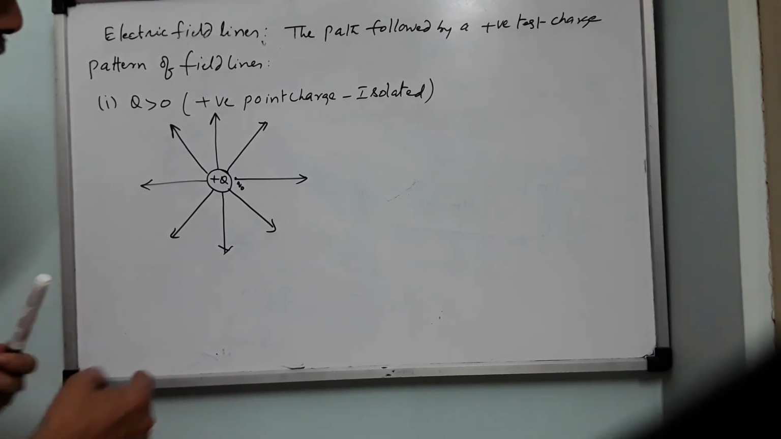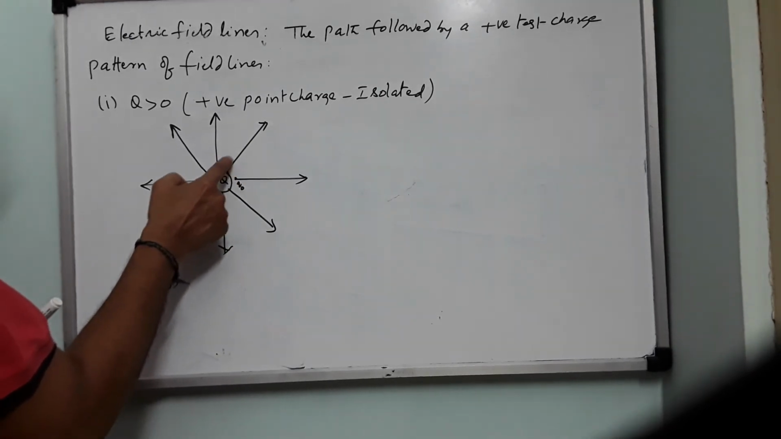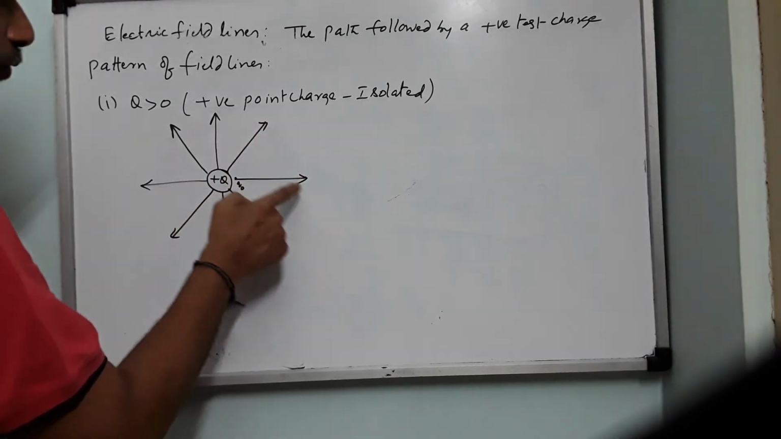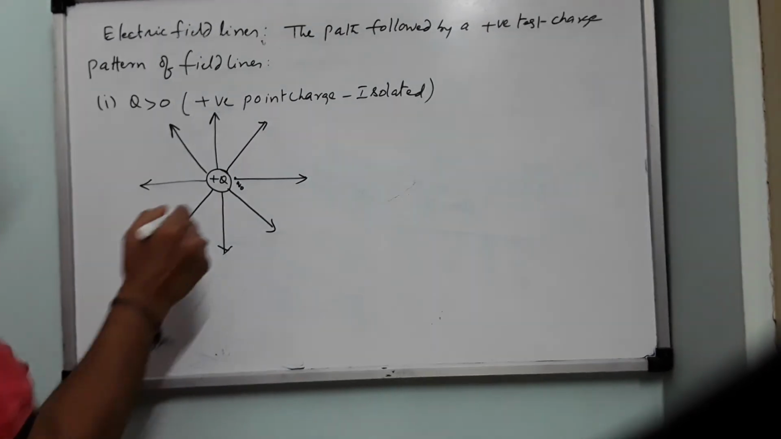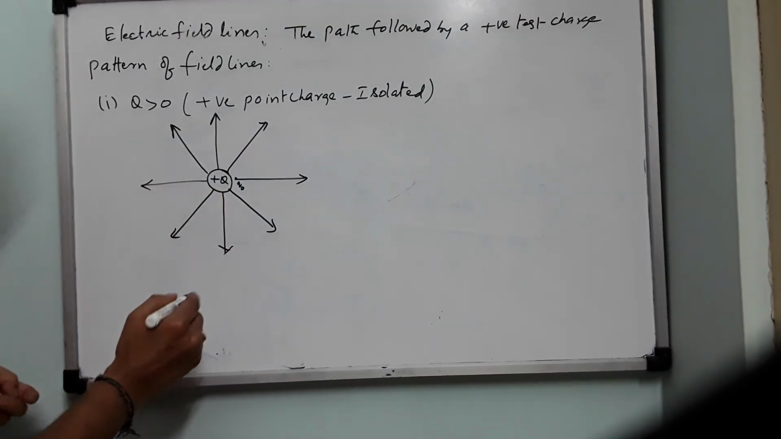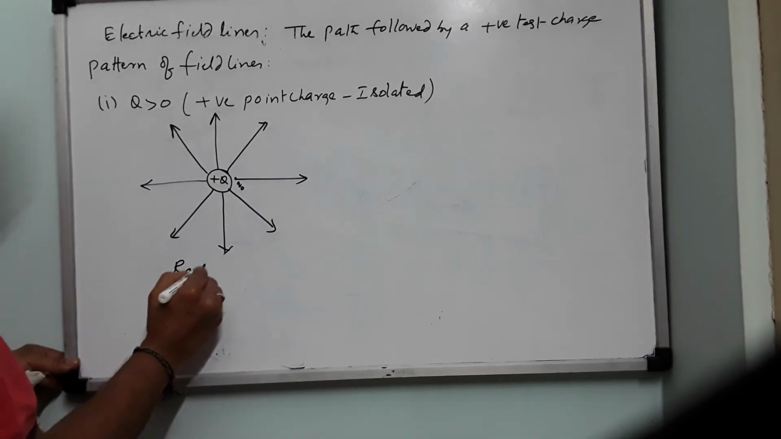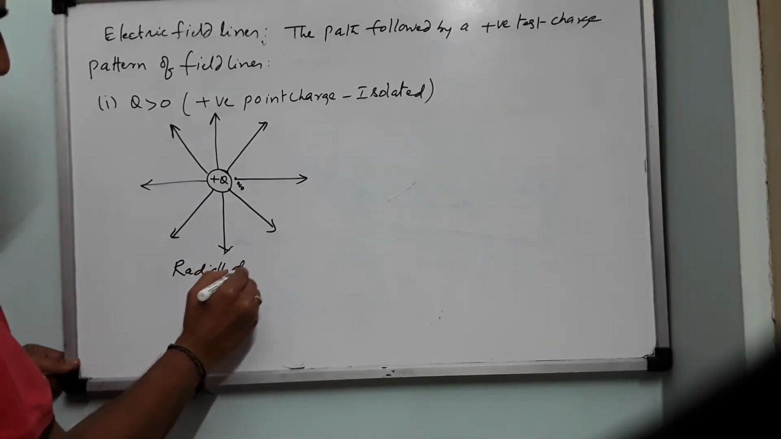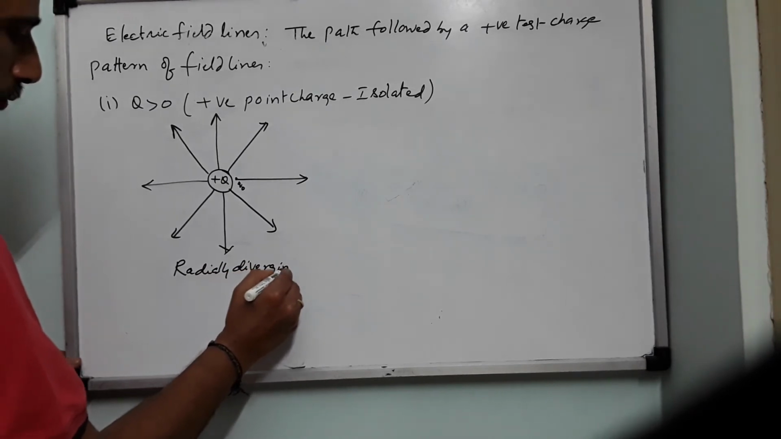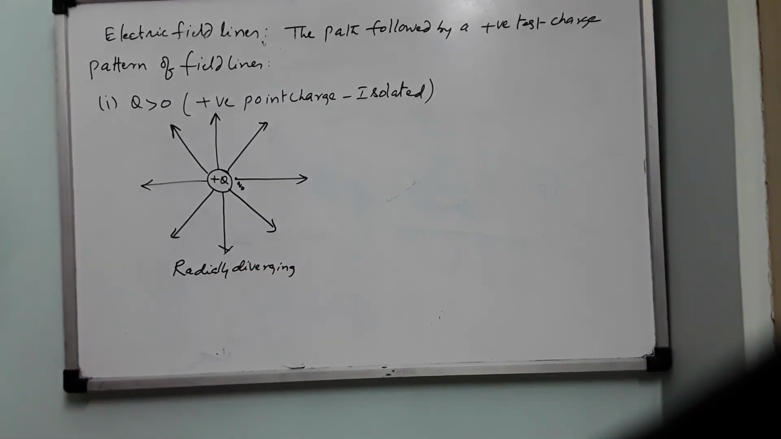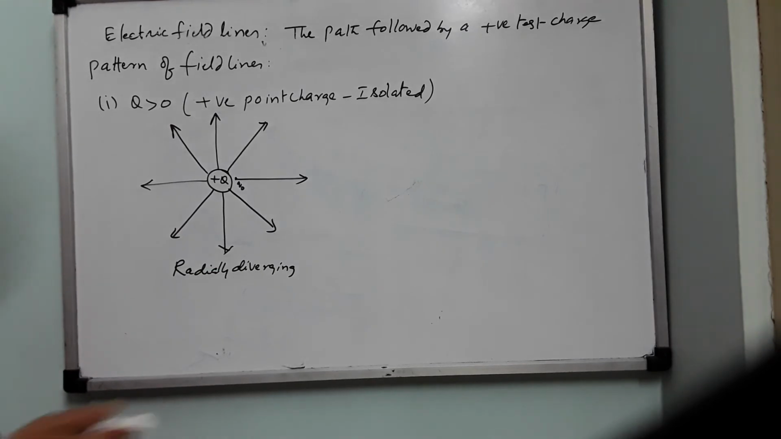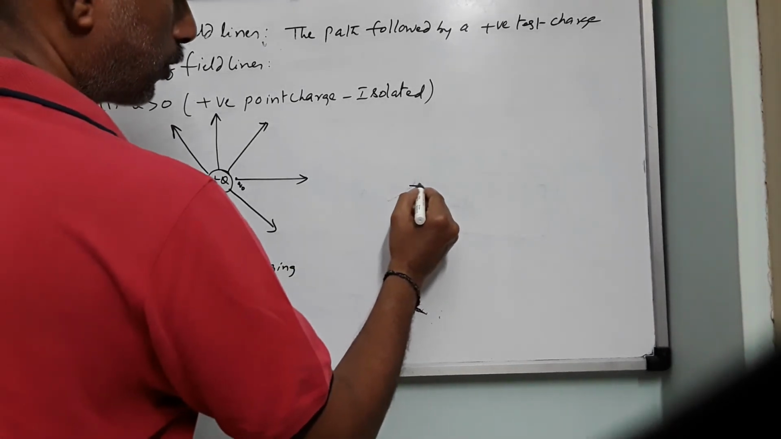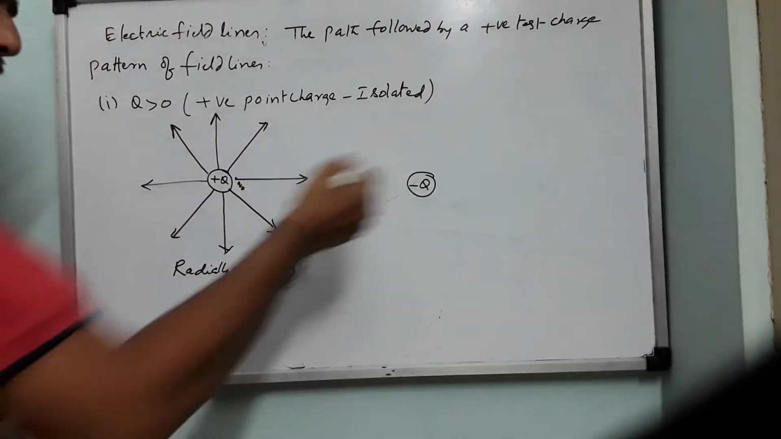But whatever you draw, you see that these two are very close here, so the electric field is strong. These two are departing from each other, diverging like this. The electric field in this direction will be gradually decreasing. Now, this field is maintaining a symmetry that is called radially diverging. So what type of electric field is produced by an isolated positive source charge? It will produce a radially diverging electric field.